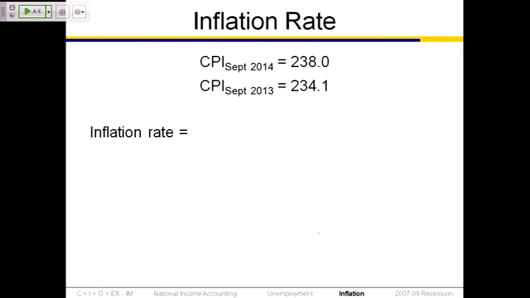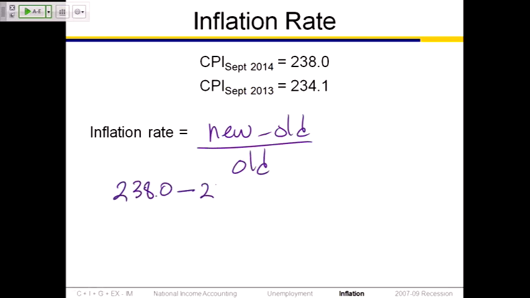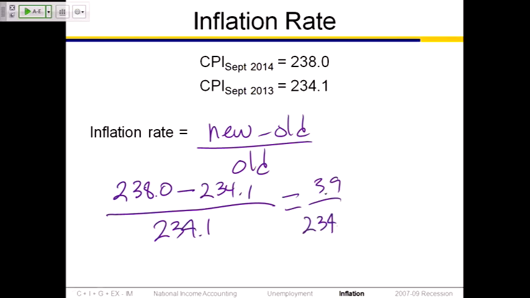When we calculate the inflation rate, we take the newer number minus the old number divided by the old number. So using the actual values of the CPI from the last year, we have 238.0 minus 234.1. So today's value minus last year's value divided by last year's value, 234.1. What do we get? That gives me 3.9 divided by 234.1, which is an inflation rate of 1.7%. So when they say the inflation rate in the United States today is 1.7%, that's how they got it. They had a number for September 2014. They had another number for 2013. They took the percentage change between the two.